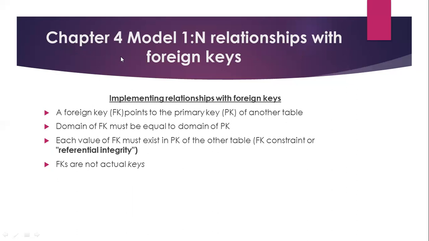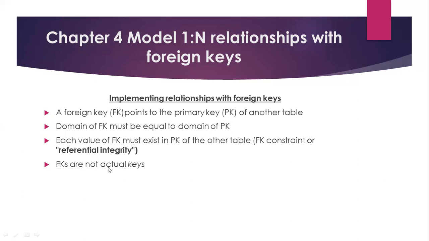Now we will discuss the last chapter, chapter 4 of this course, which is Model 1:N and N:M relationships with foreign keys, implementing relationships with foreign keys. A foreign key (FK) points to the primary key (PK) of another table. The domain of a foreign key must be equal to the domain of the primary key. Each value of a foreign key must exist in a primary key of the other table. This is the foreign key constraint, or referential integrity.